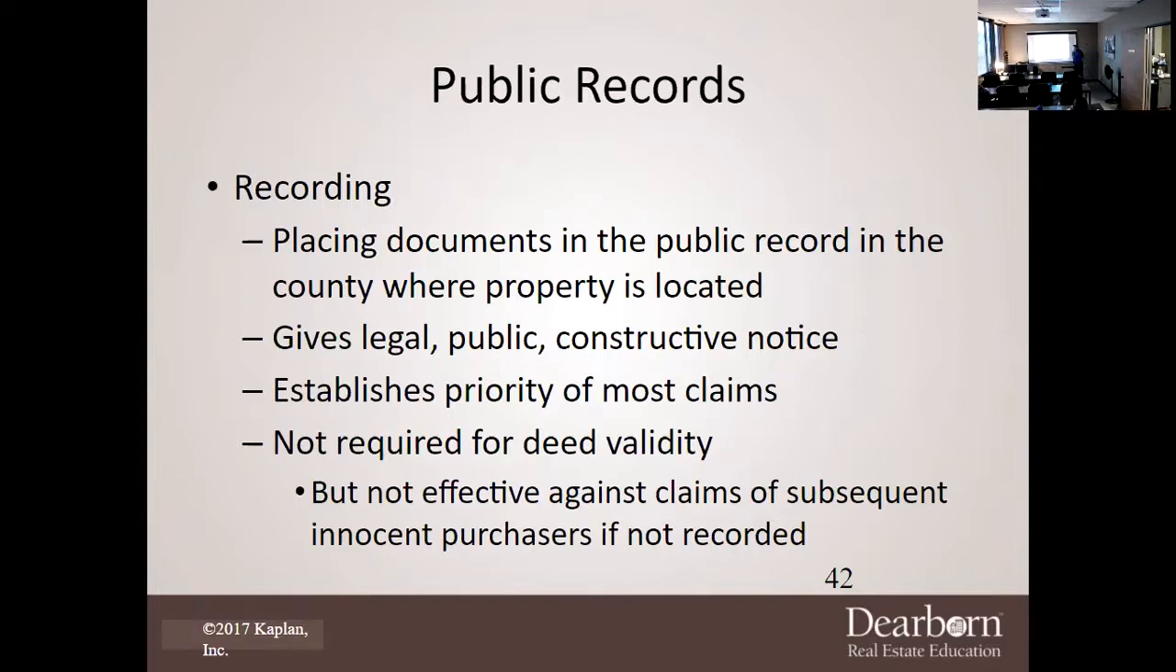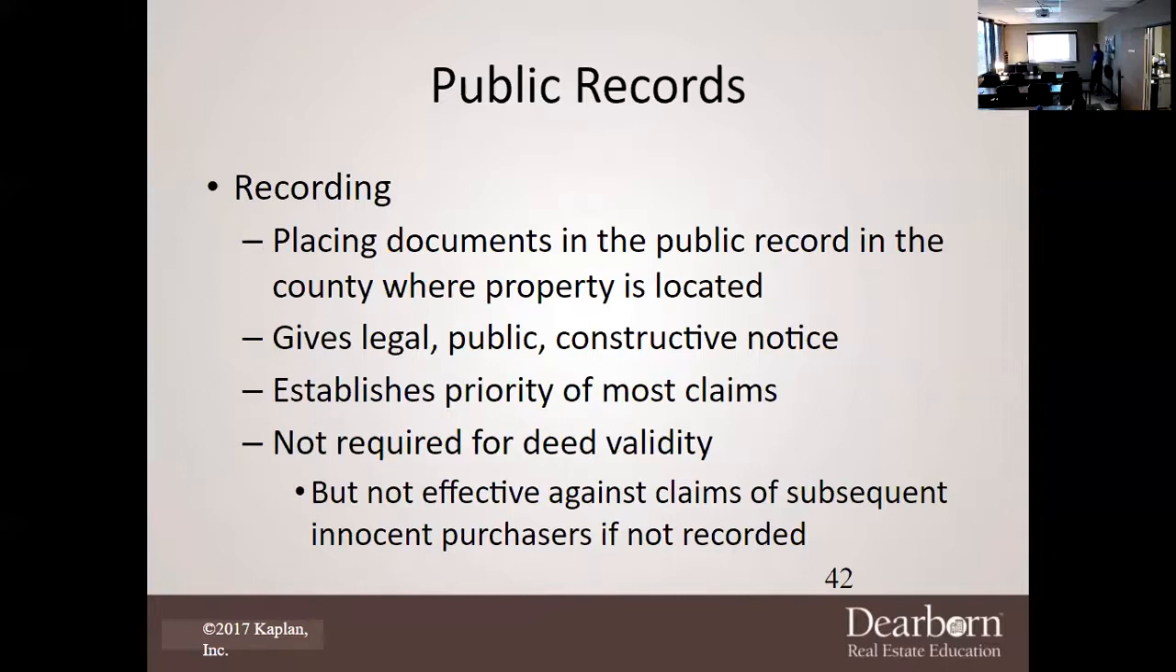Okay? When dealing with recording, they are placing documents in the public record in the county where the property is located. So it's the county where the documents are going to be located. It gives legal public constructive notice, and it establishes the priority of most claims. So when it is recorded, it establishes the priority of most claims.